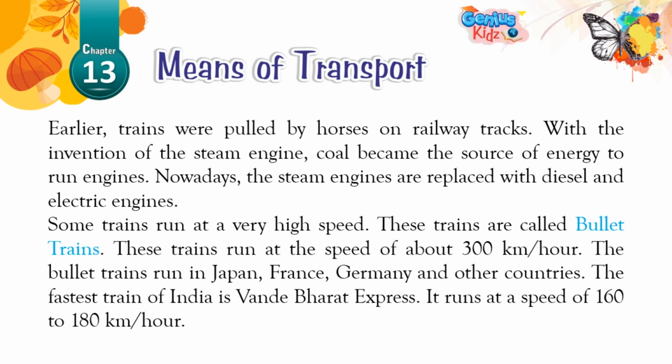Some trains run at a very high speed. These trains are called bullet trains. These trains run at the speed of about 300 kilometers per hour. The bullet trains run in Japan, France, Germany, and other countries. The fastest train of India is Vande Bharat Express. It runs at a speed of 160 to 180 kilometers per hour.